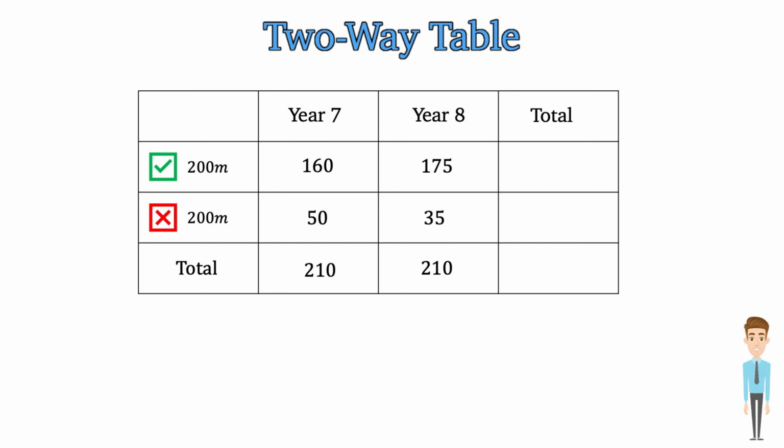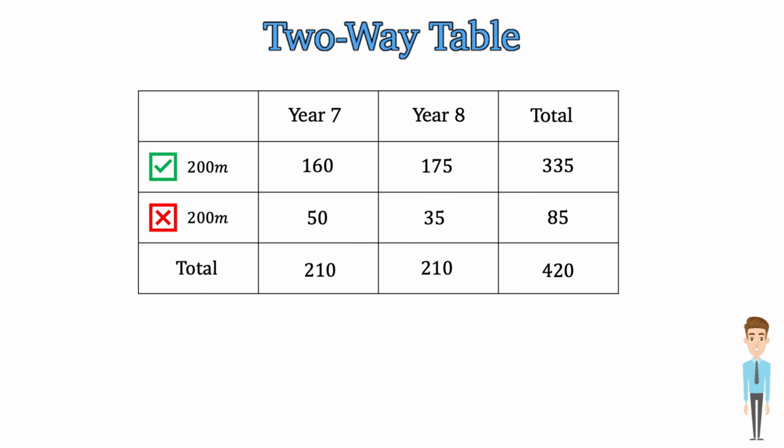Now to find the total number of students who can swim 200 meters is 160 plus 175, which equals 335. And the total number of students who can't swim 200 meters is 50 plus 35 equaling 85. Now finally this section, this is very important. This is the total number of people surveyed. You find this by adding either the total of the rows or the total of the columns. You get the same answer of 420.